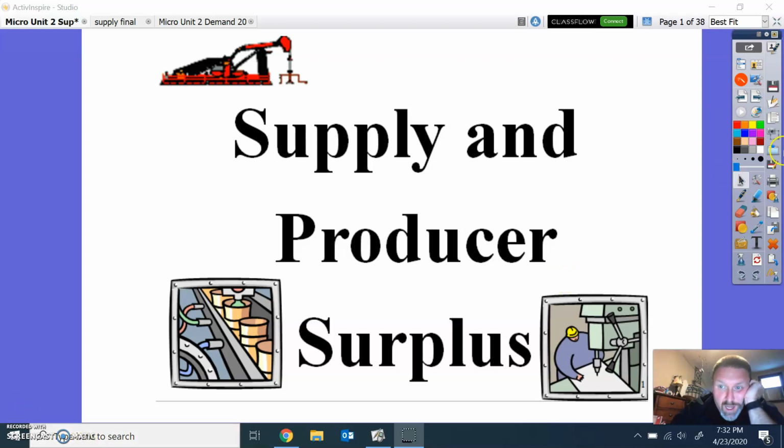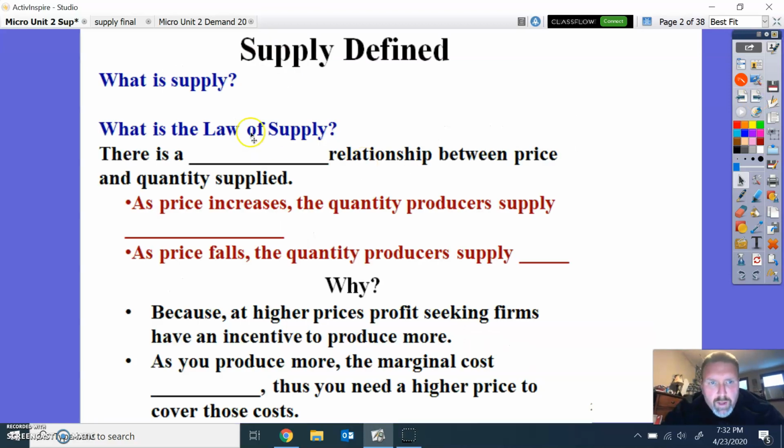Friday, supply and producer surplus. We're out of the demand realm for right now. We're going to move over to the supply realm. We won't be in supply as long as we were in demand, because now that you understand demand, you should be able to move and roll with supply pretty well, okay?